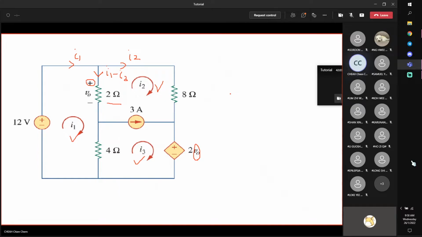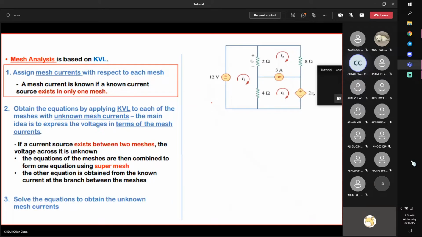All right, let's look at the details. I'm only providing an overview. I will follow these steps to solve this problem in this tutorial. Firstly, you assign mesh currents I1, I2, I3. For this question, they are already assigned for you because this is the beginning of the tutorial. But in actual fact, you must assign them by yourself. If the current is unknown, you just assign it. If the current is known, then you just mark that it is equal to that value.